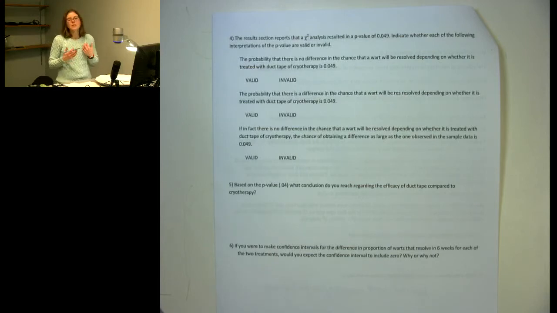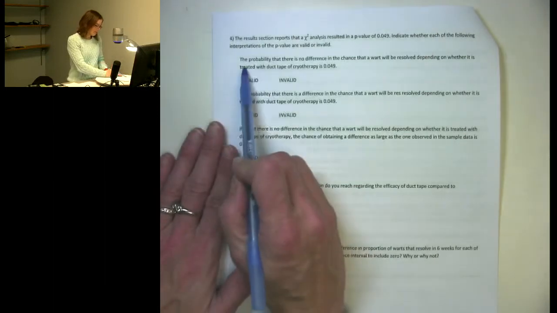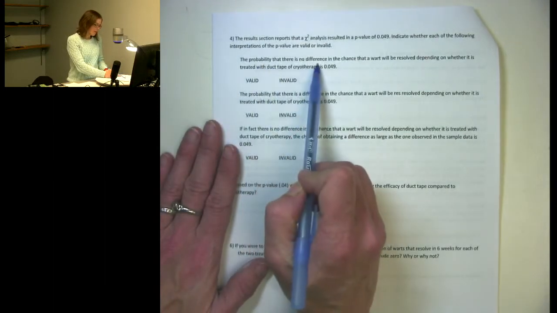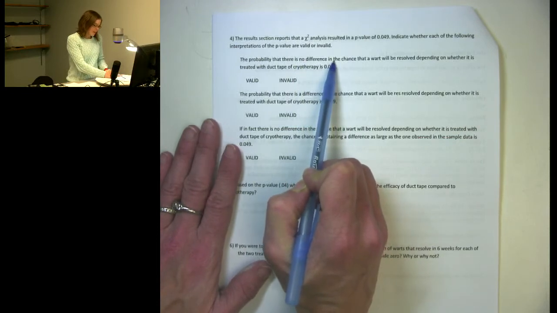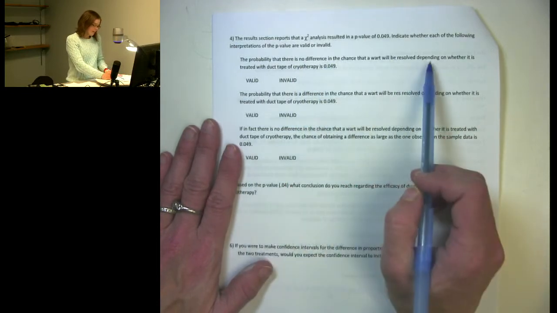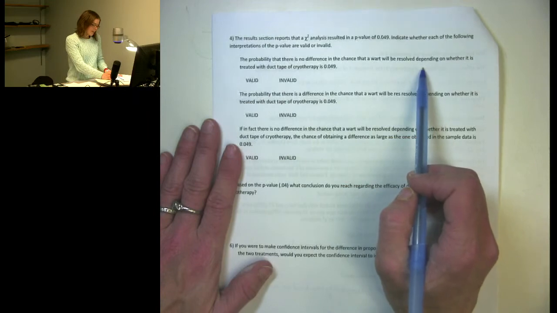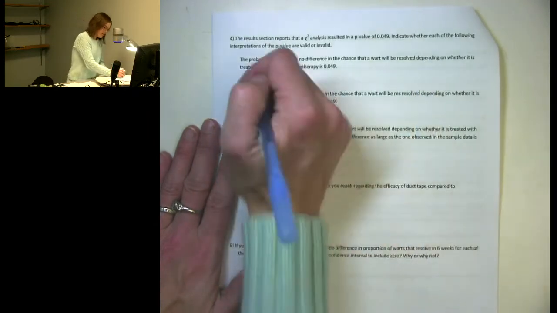One of the common misinterpretations is to reverse the conditioning and to think that it's the chance that the null hypothesis is true given the observed data, but that's incorrect. And that's really what this first statement is. The probability that there's no difference, that would be that the null hypothesis is true, that is not the correct interpretation.